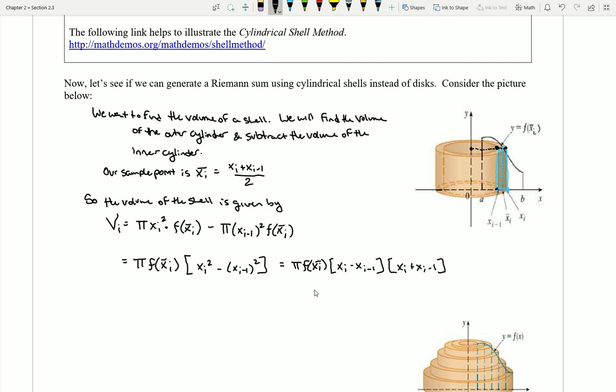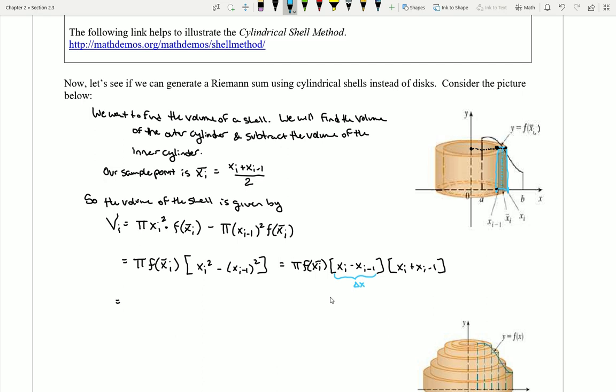But once I have this, there's a couple other things that I could do. You'll notice that my xi minus my xi minus 1, if I think about what that looks like pictorially, that's this point over here on the x-axis minus this point on the x-axis. But if I think about what that measures, isn't that just the length of the interval? And what do we always call the length of our interval? Well, that's our value delta x. That's the width of a given rectangle.